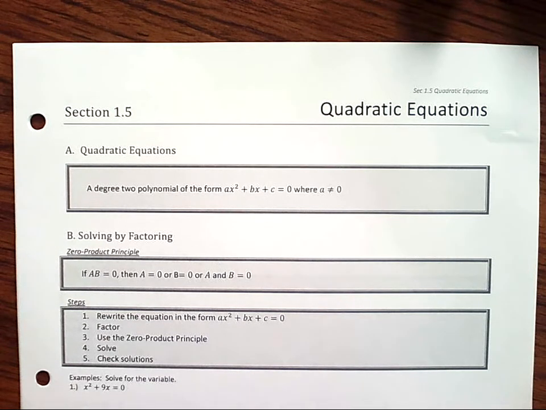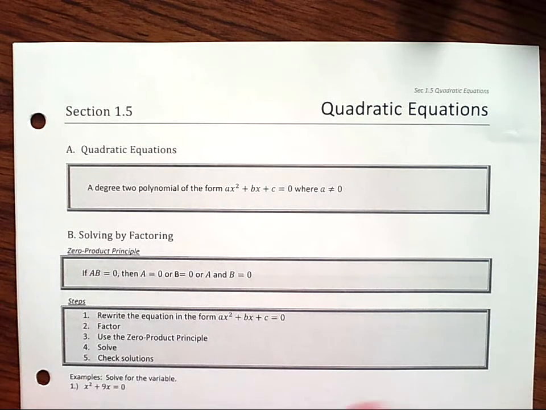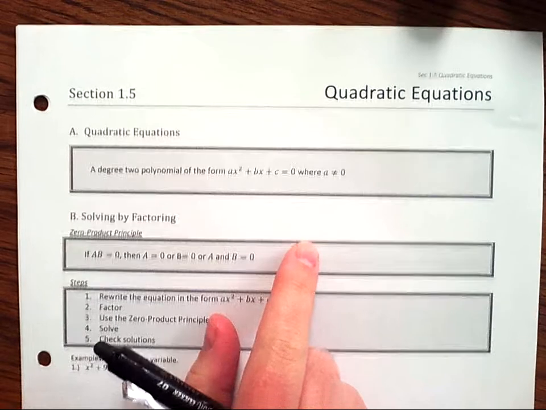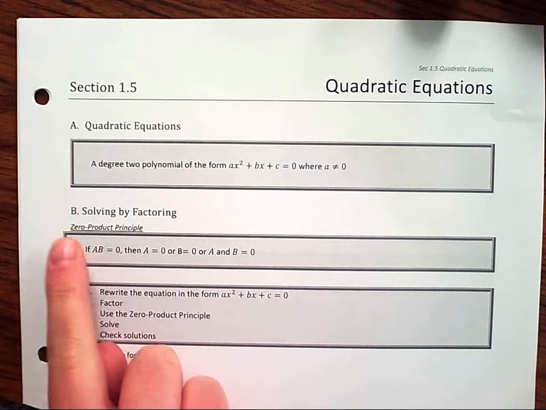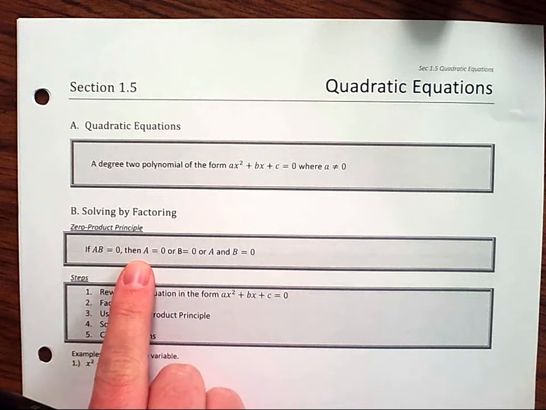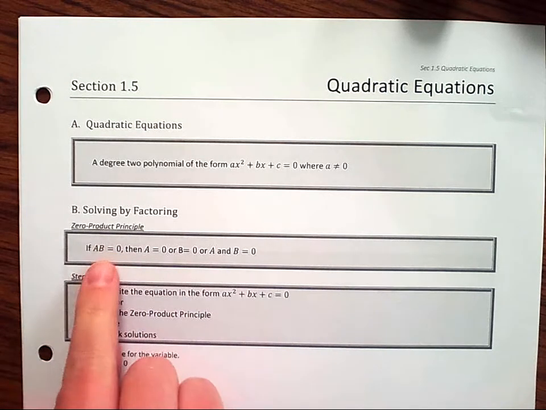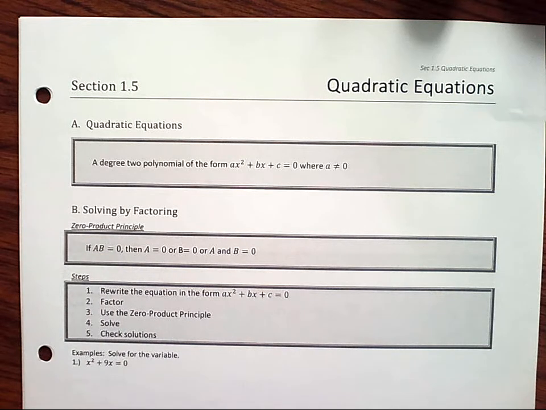So we've already done a bunch of factoring with quadratic equations, and now we're going to do the same thing, but solving. Before, we just factored, and now we're actually going to solve. That means we're setting it equal to 0. Once we factor, we have the zero product principle: if a times b equals 0, then a equals 0 or b equals 0 or both. That basically means we're going to factor and have the product of two things. The only way for the product of two things to be 0 is if one of them is 0.